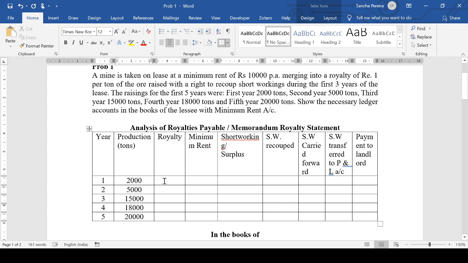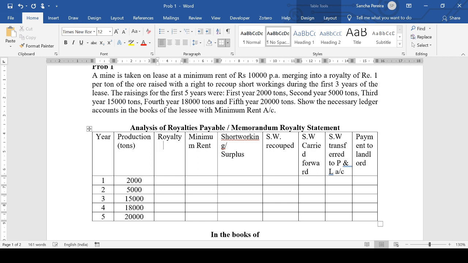How will I calculate the royalty now on each of this? This is the output. How will I calculate the royalty? Have they given us a rate of royalty? Right in the beginning, they've said a royalty of rupee 1 per ton. Okay, so rupee 1 per ton, how will I get it? This multiplied by 1.